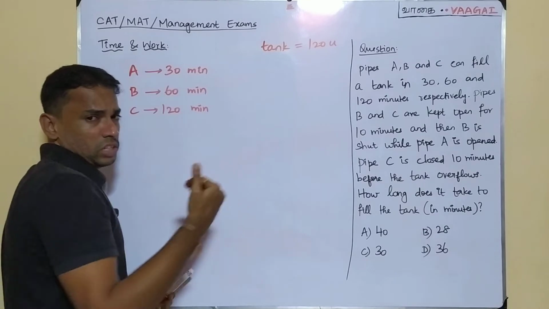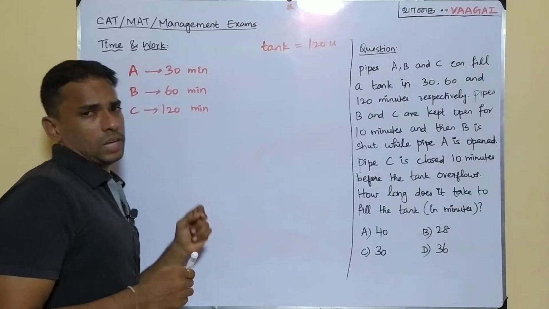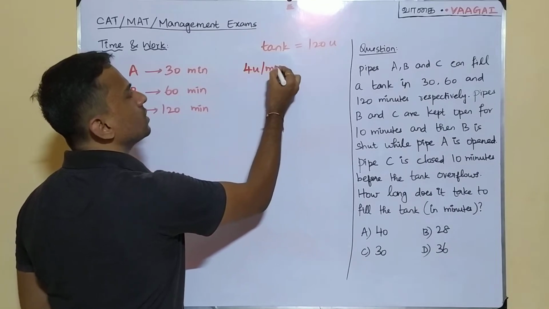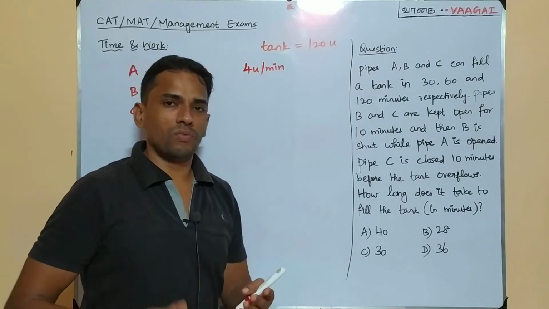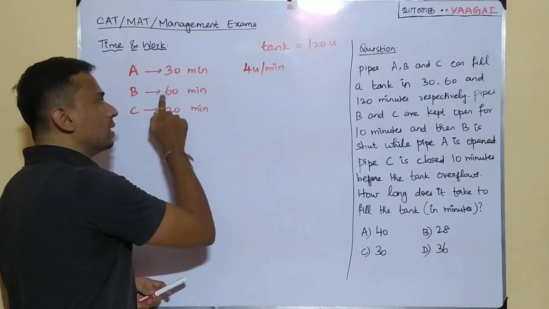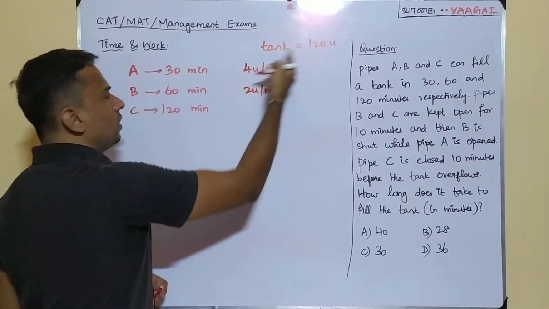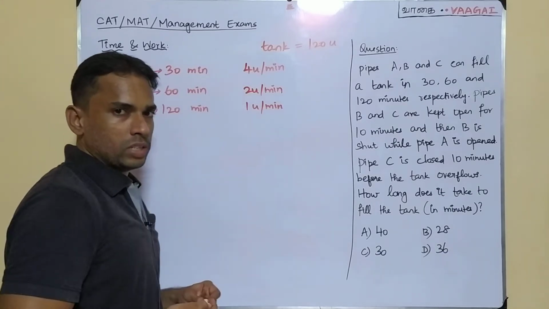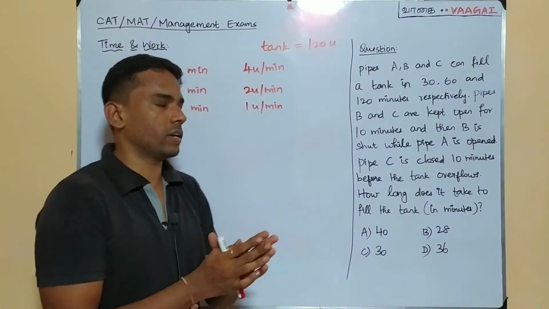Coming to efficiencies now, let's calculate the efficiencies of these pipes one by one. Pipe A can fill these 120 units in 30 minutes. So 120 divided by 30 is nothing but 4 units per minute. That means the efficiency of pipe A is 4 units per minute, meaning in 1 minute pipe A can fill up to 4 units. Same way, the efficiency of B is 120 by 60, that is 2 units per minute. And the last pipe C, 120 by 120, so that is 1 unit per minute. So we get how many units these pipes can fill per minute. This is what we call efficiency.